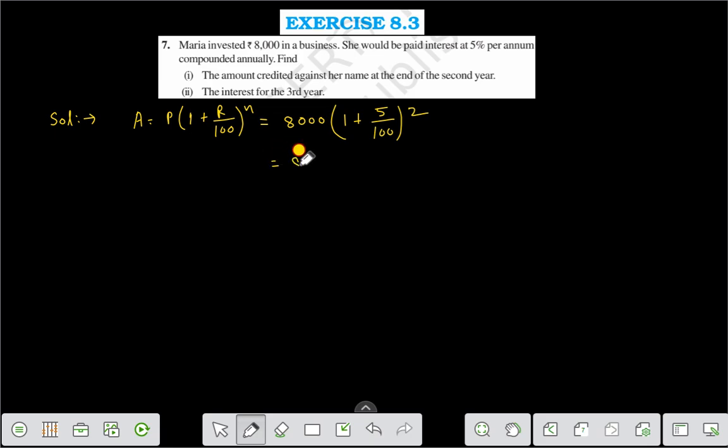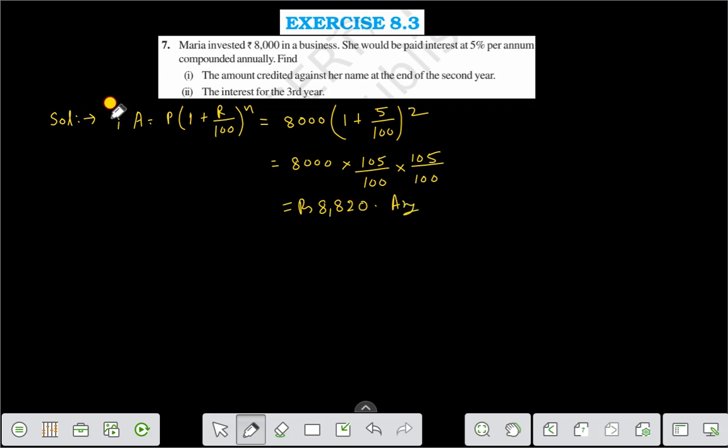Therefore we are getting 8,000 into 105 by 100 into 105 by 100. After calculation, we are getting rupees 8,820. This is the amount. This is one answer, that is part 1.